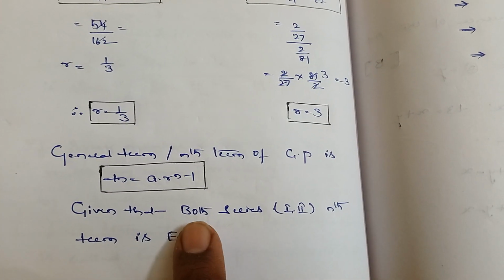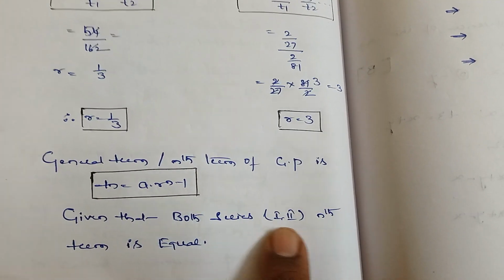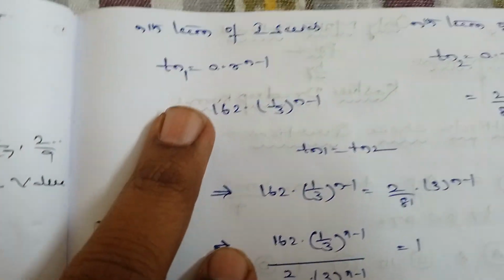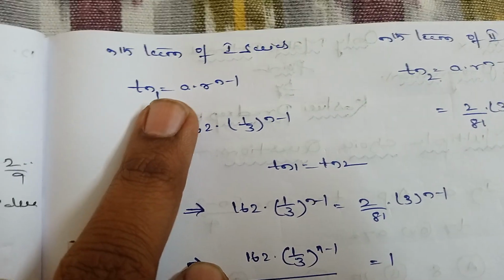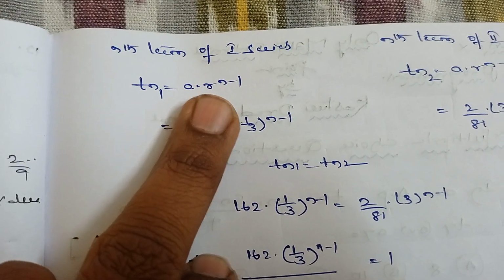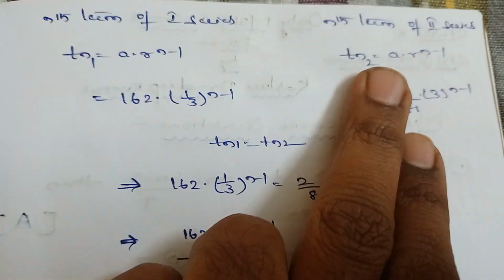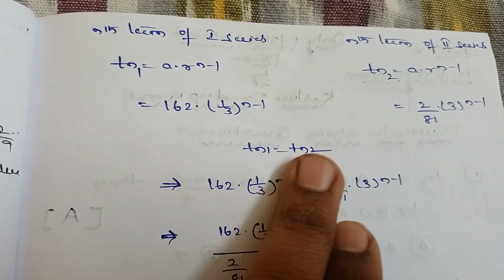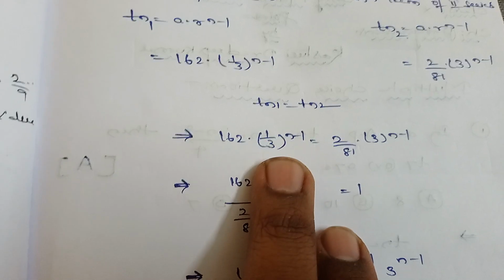But it is given that for both the series, the first series and the second series, the nth terms are equal. How do we proceed? The nth term of the first series is Tn equal to a times r power n minus 1. This is the nth term of the second series. We need to equate these two and find the value of n.